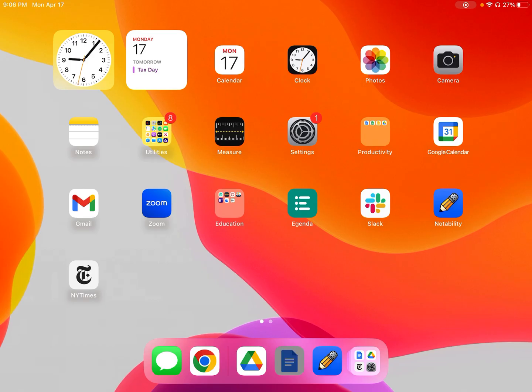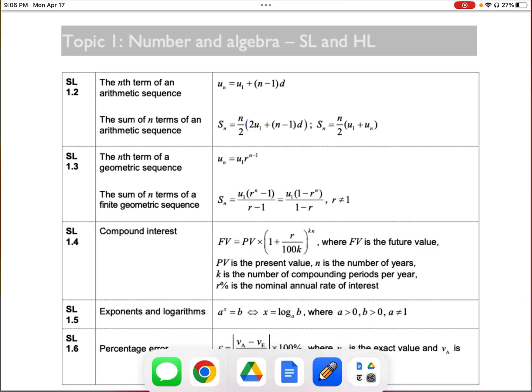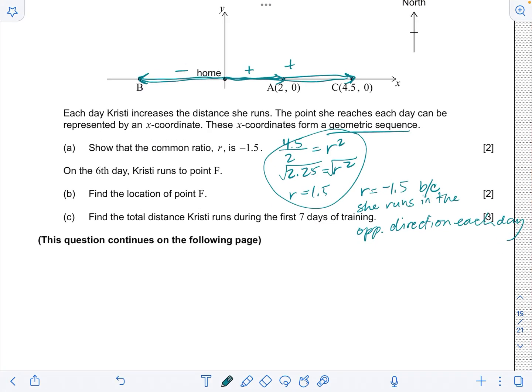So once again, let's go back to our formula booklet. You can see here we have geometric sequences, and that's in the second column or the second row right here, the nth term equals the first term times R to the n minus 1, or the common ratio to the n minus 1. In this case, we want U6. And so it's U1 or 2 times the common ratio, negative 1.5, to the n minus 1 or 6 minus 1. And when you evaluate that, you get negative 15.2.